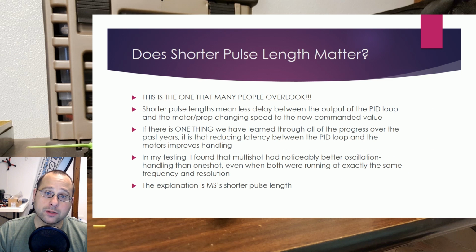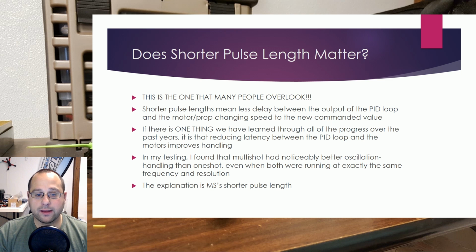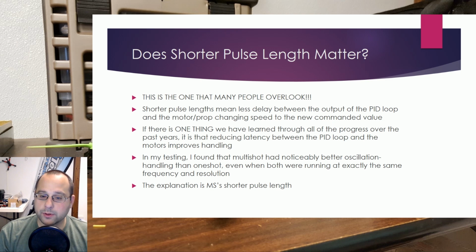And the point is that the shorter the pulses you get, the less delay there is between the output of the PID loop asking for what it wants and it getting what it wants from the motor and the prop. And you might say, gosh, a 1 millisecond delay, does that matter? Well, I think that it does, because I did testing, and I found that MultiShot had noticeably better oscillation handling than OneShot, even when they were both running at exact same frequency and resolution.